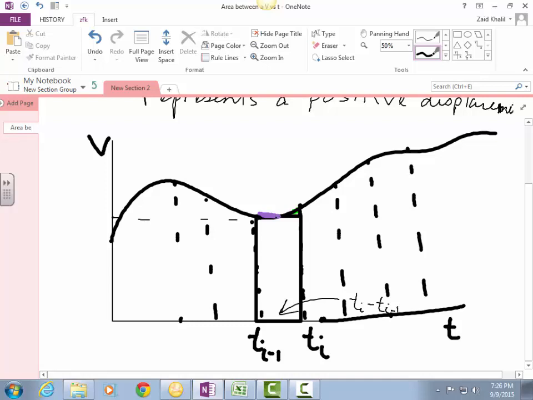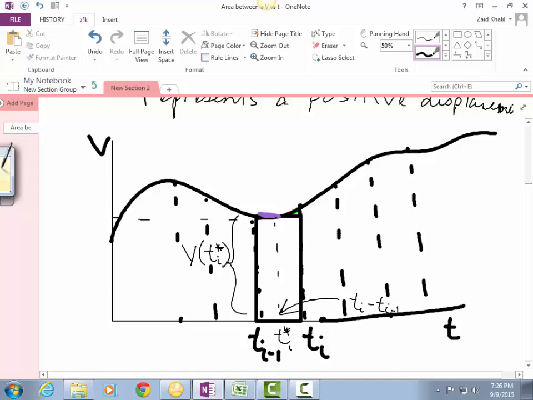This is the point that it's being evaluated at. Let's give this a name. Let's call it, I don't know, t sub i star. And so the height of this thing is the height of the function at t sub i star. And the function, of course, is v, so this is v of t sub i star.